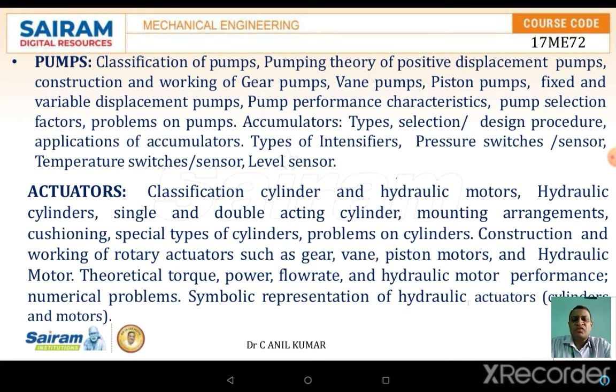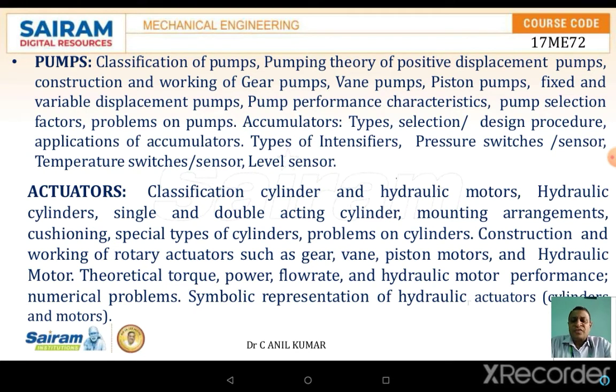Among the pumps, there are different types, such as vane pumps and piston pumps. Even in these pumps, we are discussing fixed displacement pumps as well as variable displacement pumps, depending upon the application. The next part is the accumulators: the types, selection, design procedures, and applications of the accumulators, the types of intensifiers, pressure switches, temperature switches, and level sensors.